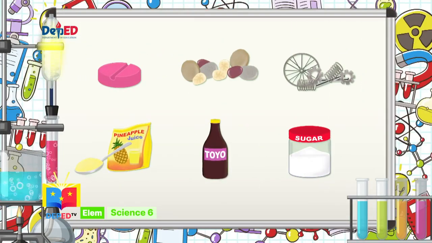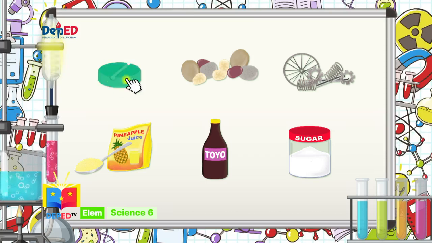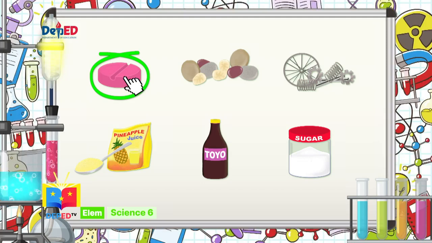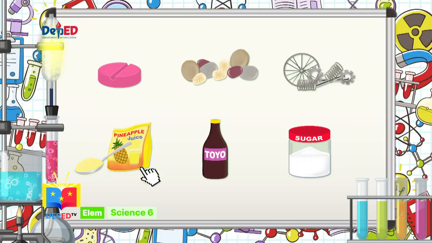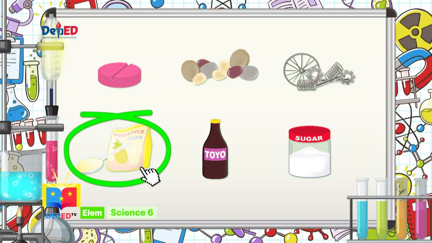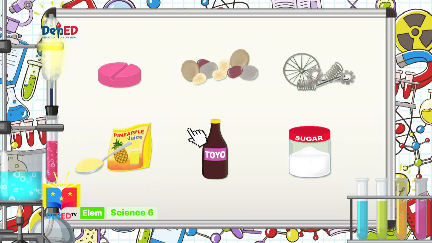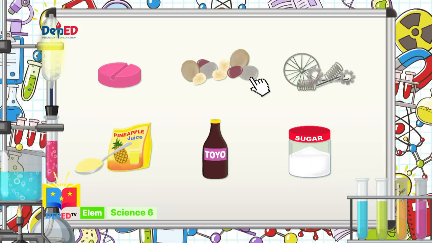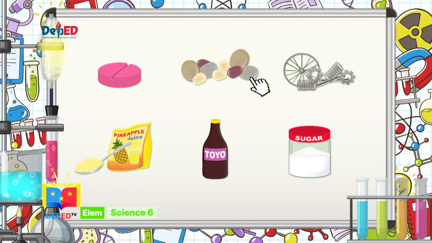Encircle the substances that can be added in water to form a solution and then answer the questions. Do it on your paper. Can we form a solution using water and medicine tablet? Right, we can. How about a pineapple powder? Can we dissolve it in water to form a solution? Yes, we can. The pebbles. Can water dissolve the pebbles to form a solution? It cannot.